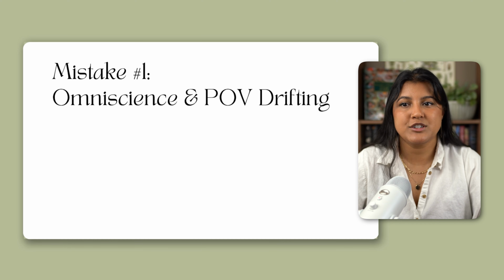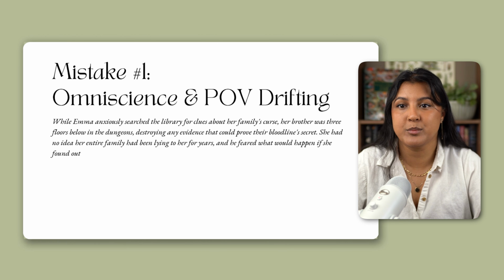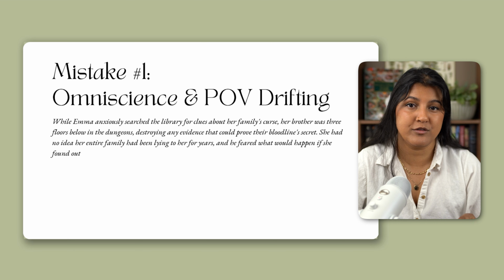A text example of this would be, while Emma anxiously searched the library for clues about her family's curse, her brother was 3 floors below in the dungeons, destroying any evidence that could prove their bloodline secret. She had no idea her entire family had been lying to her for years, and he feared what would happen if she found out. So here you have both omniscient creeping and point of view drifting.